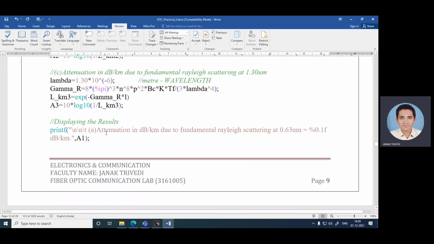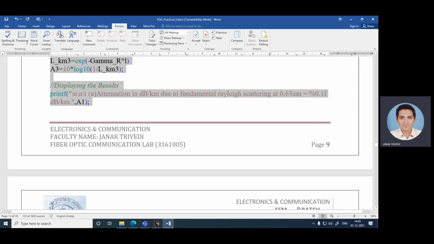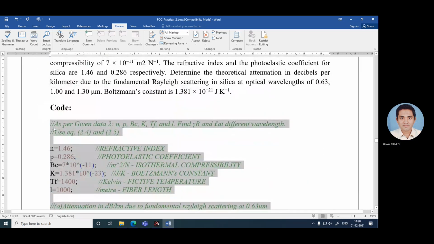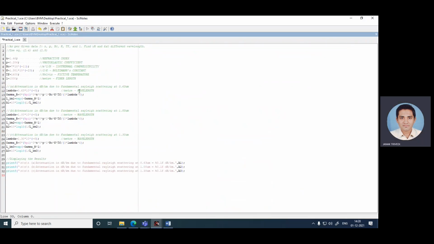So printf attenuation in dB per kilometer due to fundamental wave scattering at 0.63 micrometer. Printf attenuation in dB per kilometer due to fundamental wave scattering at 1 micrometer. And printf attenuation in dB per kilometer due to fundamental wave scattering at 1.30 micrometer. Let's try to run this program in Scilab and check the result. The code is the same that we discussed. We just have to execute this program in Scilab and check the result.